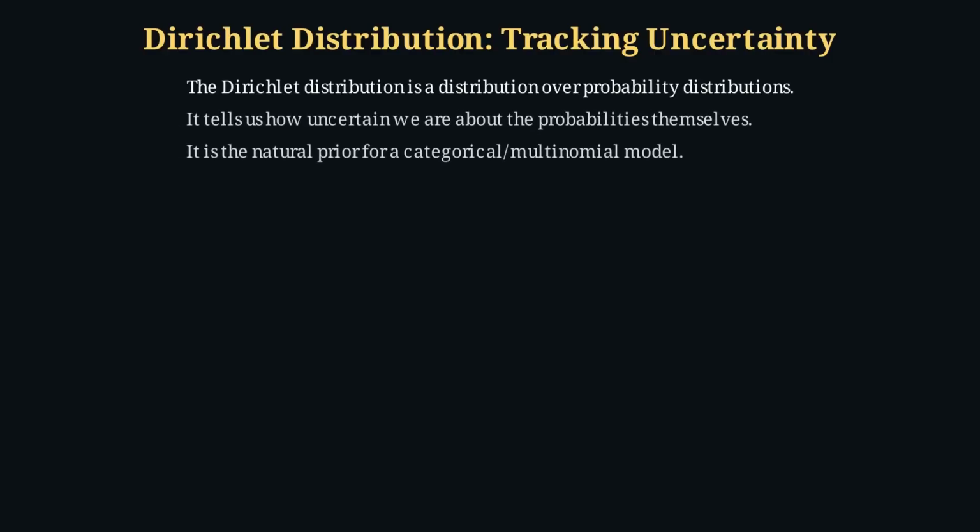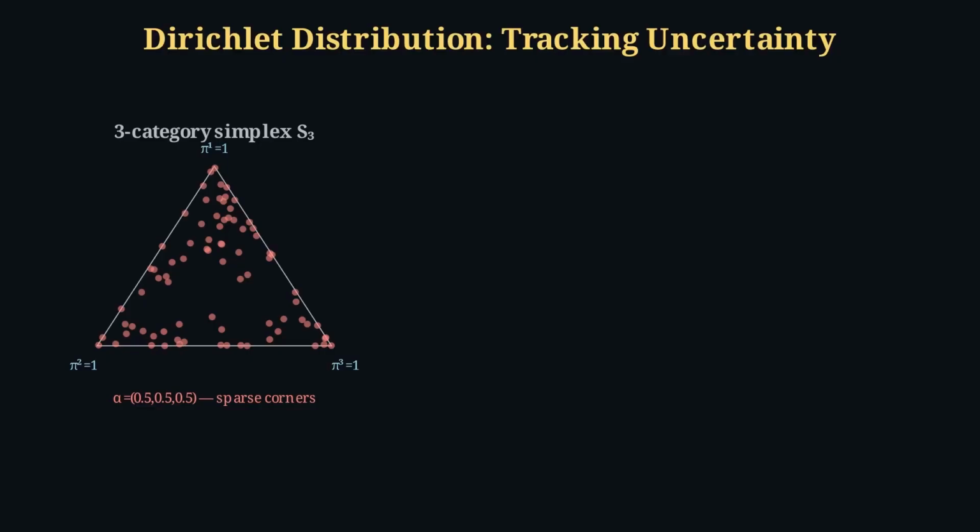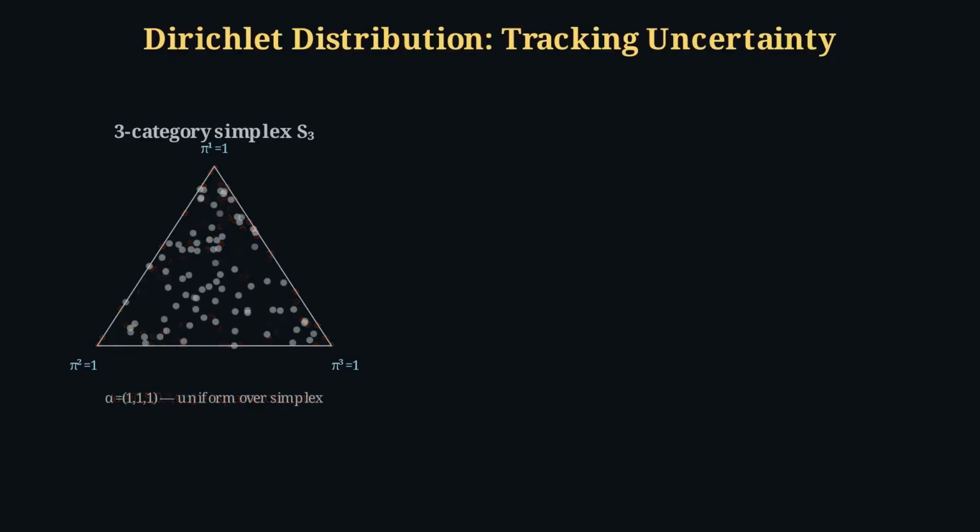A key question is, how do we represent uncertainty about the probability distribution itself? This is where the Dirichlet distribution comes in. The Dirichlet distribution is a distribution over probability distributions. If we have C categories, a Dirichlet distributed random variable is itself a valid probability vector of length C. Its hyperparameter alpha is a vector of positive pseudo-counts, one for each category.